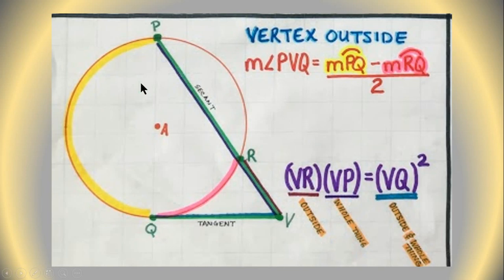And then finally, this picture, the point of intersection is outside the circle, and the formula is really the same formula as the last one. The outside part, VR, multiplied times the whole thing from V all the way to P, is going to be equal to the outside part, which this time is VQ, times the whole thing, which is also VQ. And instead of writing VQ times VQ, we just write VQ squared.